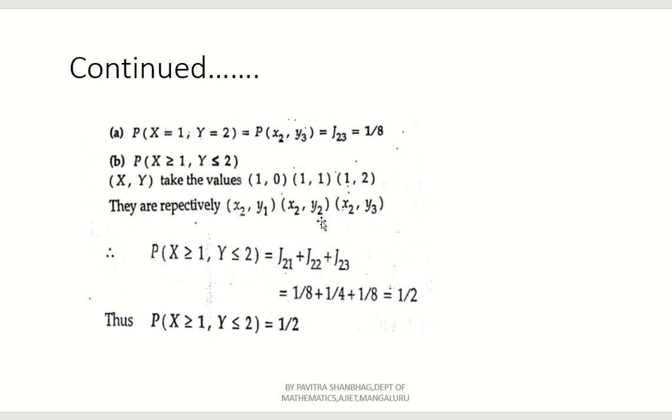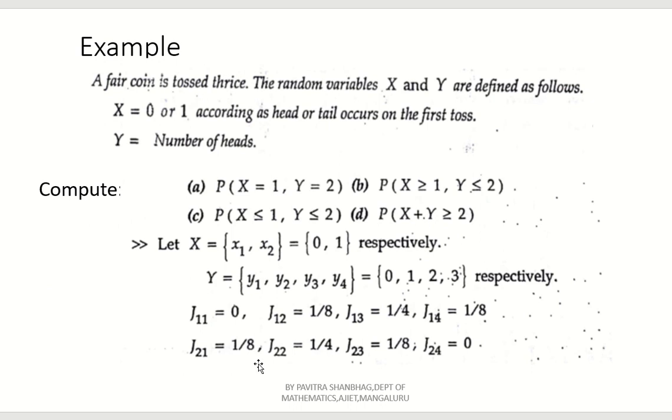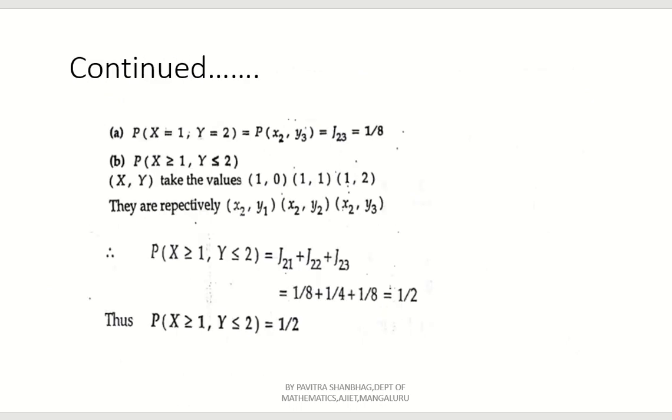J21 plus J22 plus J23. But what is J21 plus J22 plus J23? See here, 1 by 8 plus 1 by 4 plus 1 by 8. Now simplify, you will get 1 by 2. Okay. So therefore, P of x greater than or equal to 1, y less than or equal to 2, its answer we will get 1 by 2.